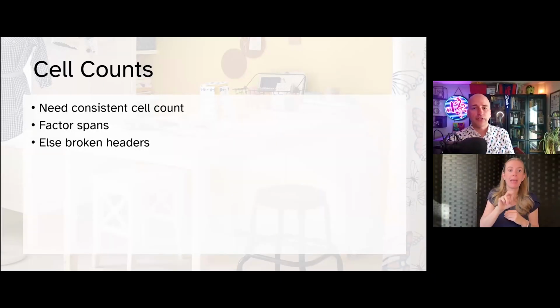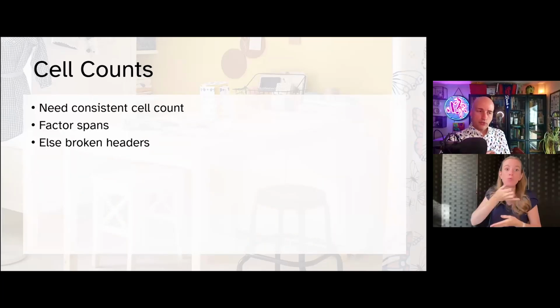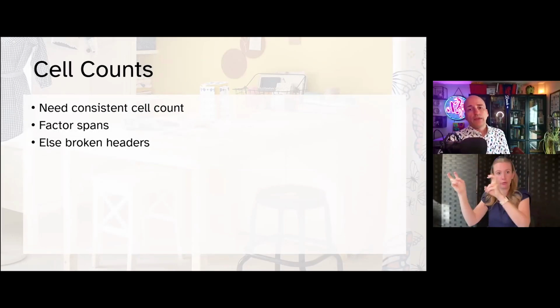I just want to be clear about that. So the span count of spanning cells contributes to the number of cells per row. So a cell that spans 3 columns is counted as 3 toward the total count. If the count is off, then your column and row header associations will also be off. Table navigation will also be a problem for users.